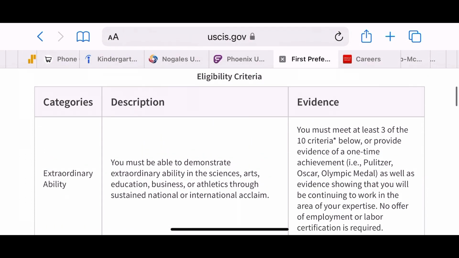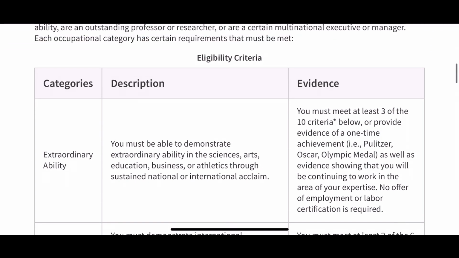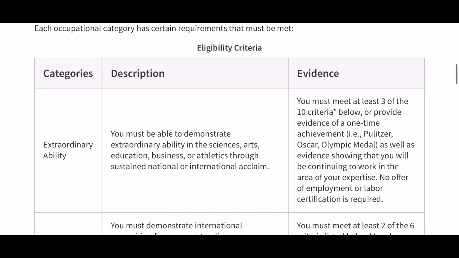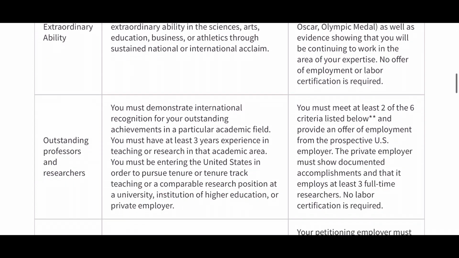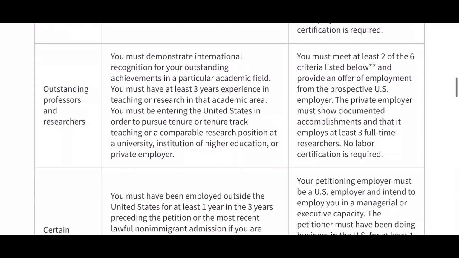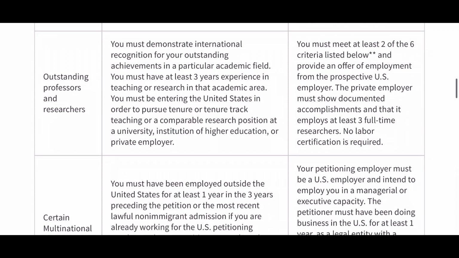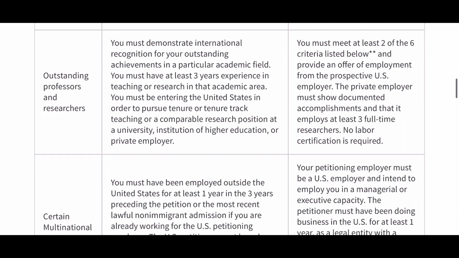So for the extraordinary ability, you must have at least 3 of the 10 criteria, and those criteria are below. Some of the achievements include Olympic medals or Oscar awards. And please note, for this category, you don't need an employment offer and you don't need a labor certification.